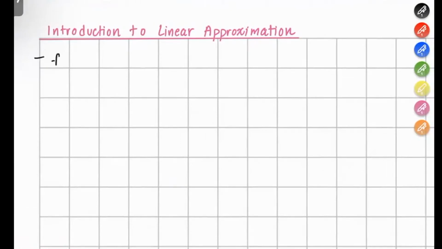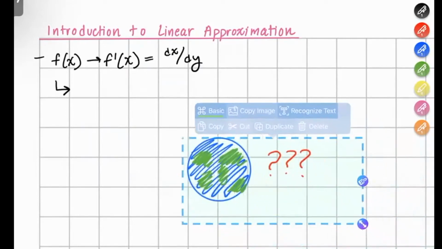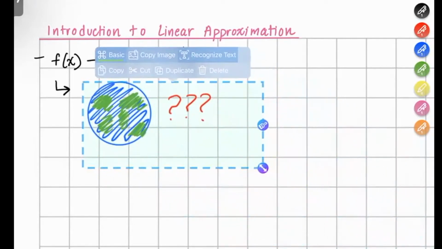Introduction to Linear Approximation. As we have seen in calculus, mathematicians are able to take the derivative of many different functions to compare related quantities that are changing over time. But what can we use derivatives for in the real world and how?